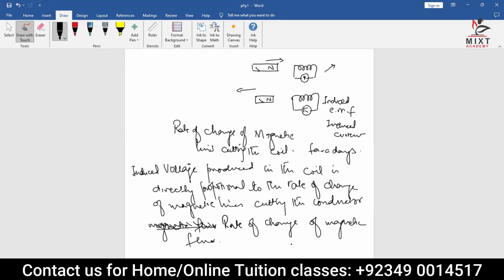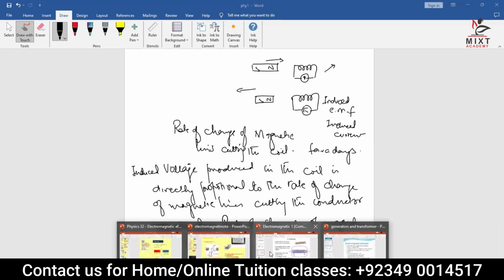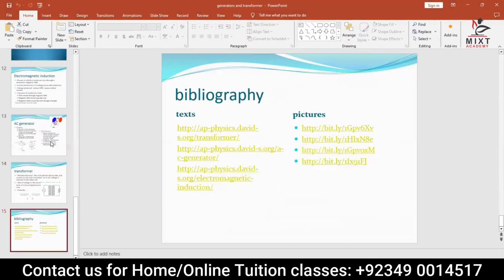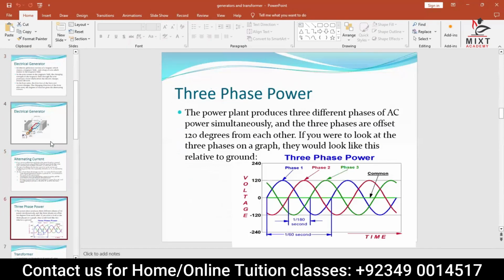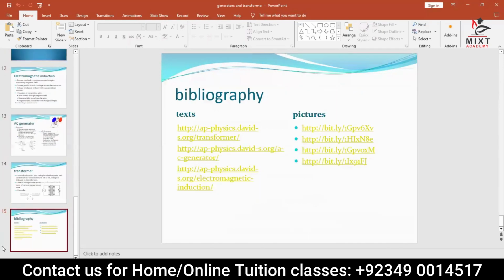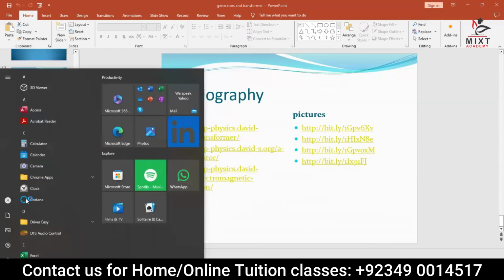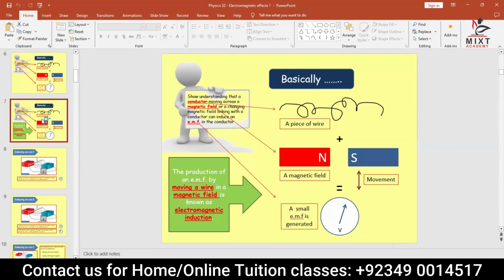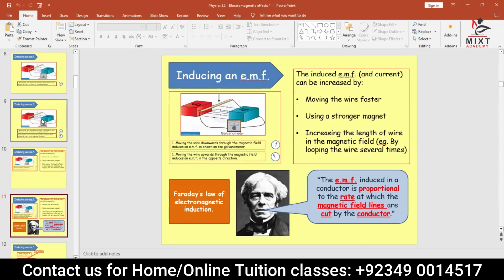So what is Faraday's law? Just put a heading, Faraday's law, and I will dictate here. Voltage produced or induced in a coil is proportional to the rate at which the magnetic field lines are cut by the conductor. That is what we call the induced EMF concept. Students, any question in this?